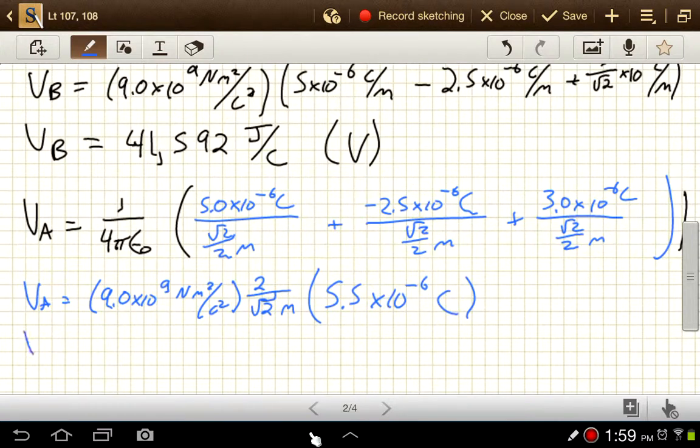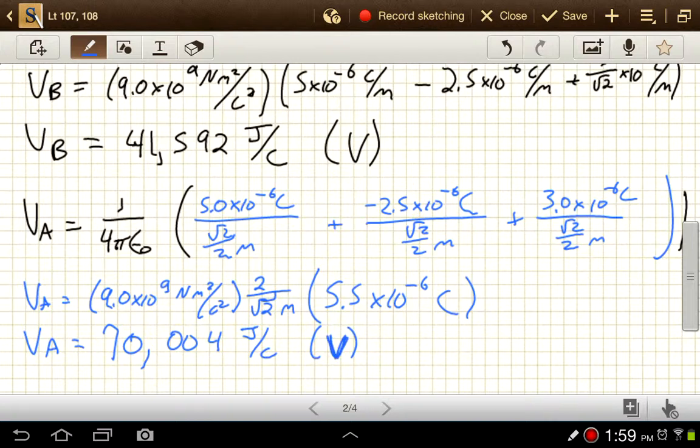So our voltage at point A, we got 9 times 10 to the 9th times 2 over square root of 2 times 5.5 times 10 to the negative 6th. Alright, and it looks like there we get 70,004 joules per coulomb, or again, volts.